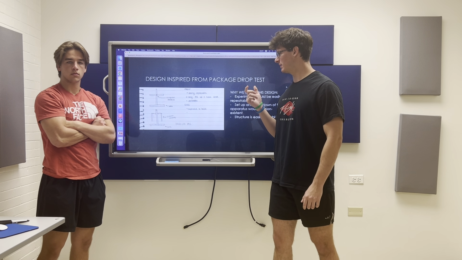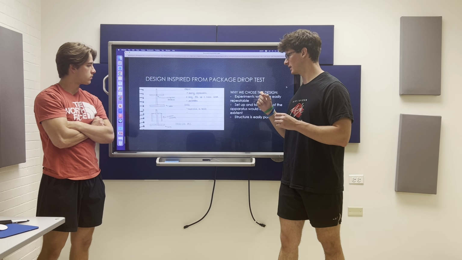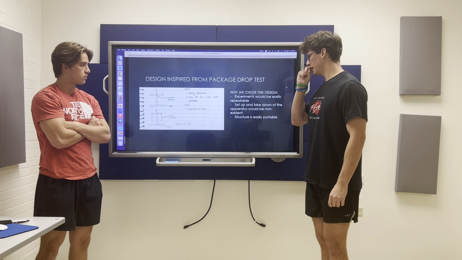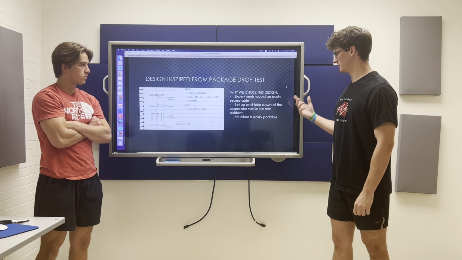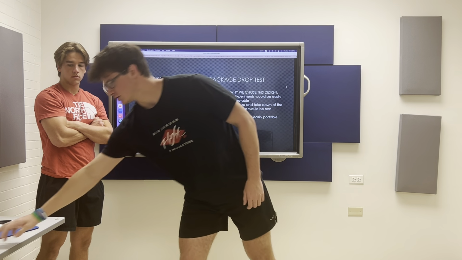Some cons, it might be complicated to build, and the fact that we would have to pull it out and it would be resettable without us affecting the actual collapsible platform. But we ended up choosing it because it was most repeatable and the structure was most transportable.